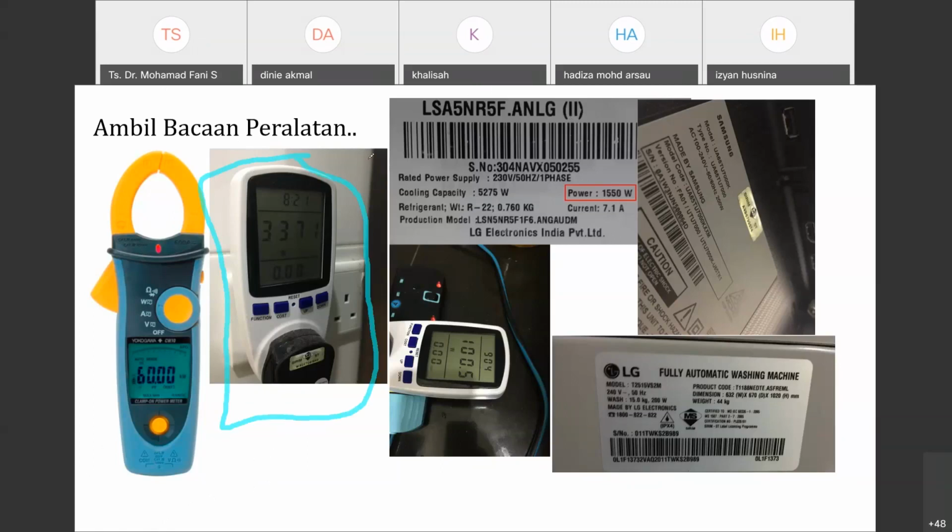Or if there is no measurement device available, you can take it from the rated value behind the device. For example, here the Samsung television, 200 watt. For the washing machine, 200 watt. But if you measure using this measurement device, you get only at least 50% to 70% reading compared to the rated one.